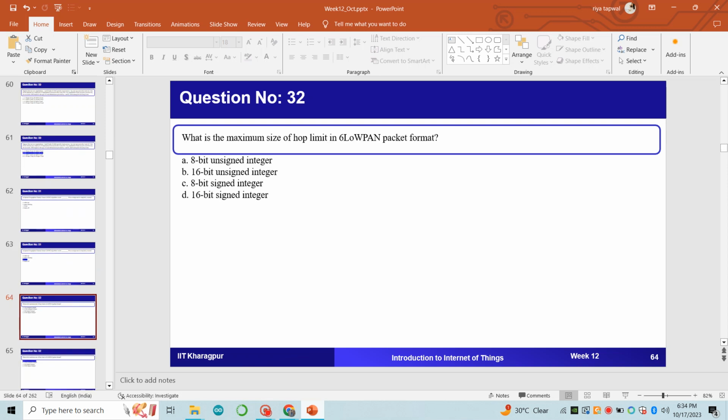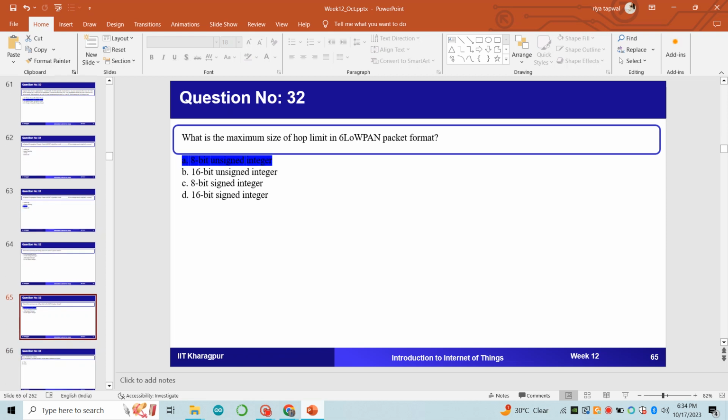Next question: what is the maximum size of hop limit in 6LoWPAN packet format? Options are 8-bit unsigned integer, 16-bit unsigned integer, 8-bit signed integer, 16-bit signed integer. Option A, 8-bit unsigned integer. Right, option A is correct.